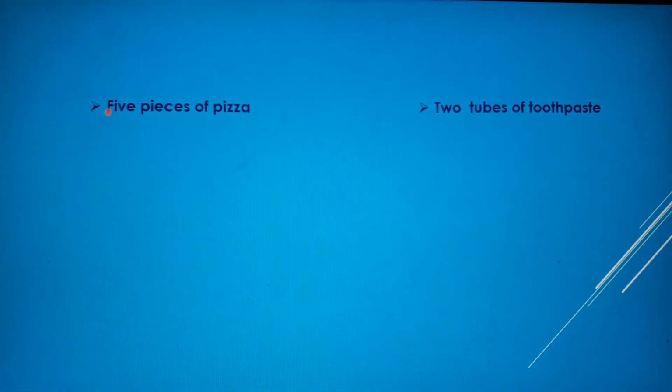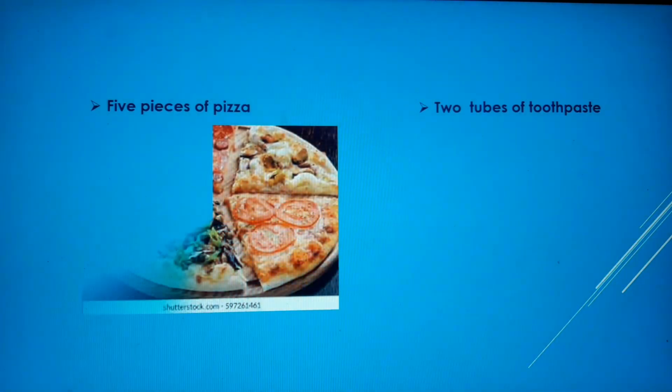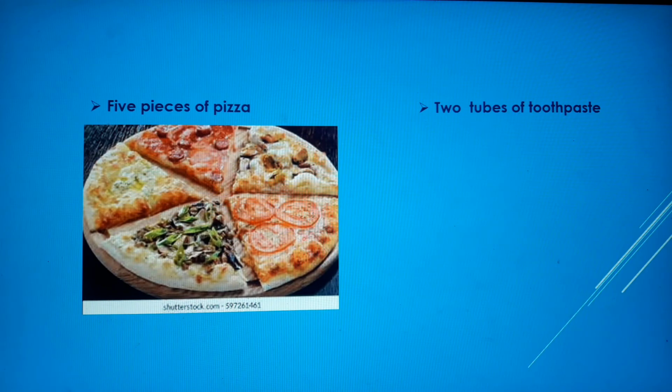Here you can see 5 pieces of pizza. So normally we eat pizza. So there are pieces. So 5 pieces of pizza. Pieces. Plural collective noun. So the pizza is divided into 5. So 5 pieces. Next one.